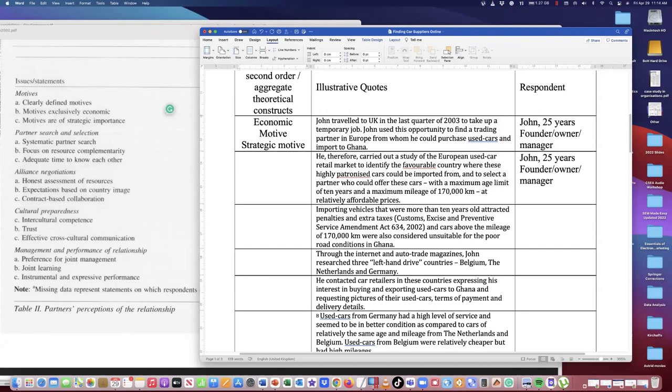He therefore carried out a study of the European used car retail market to identify the favorable country where the highly patronized cars could be imported from, and to select a partner who could offer these cars. Focus on resource complementarity. Okay, so, focus on resource complementarity.